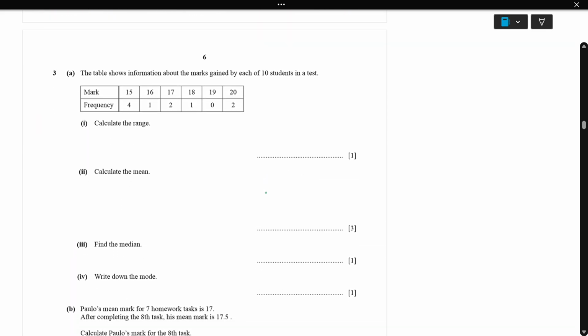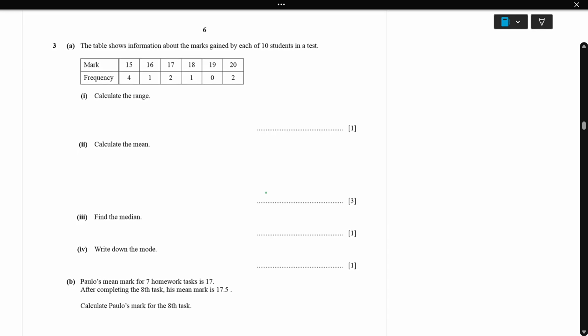Okay, the next question, Question 3. The table shows information about the marks gained by 10 students in a test. The marks and frequency are given. Calculate the range. Range is highest data minus lowest data, which is 20 minus 15. The range is 5.